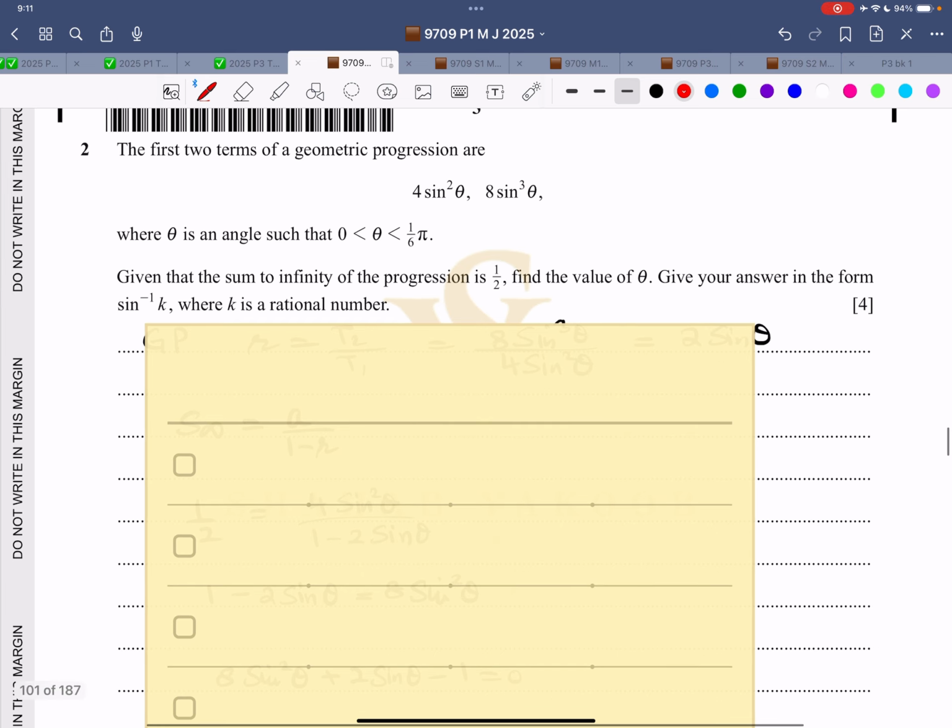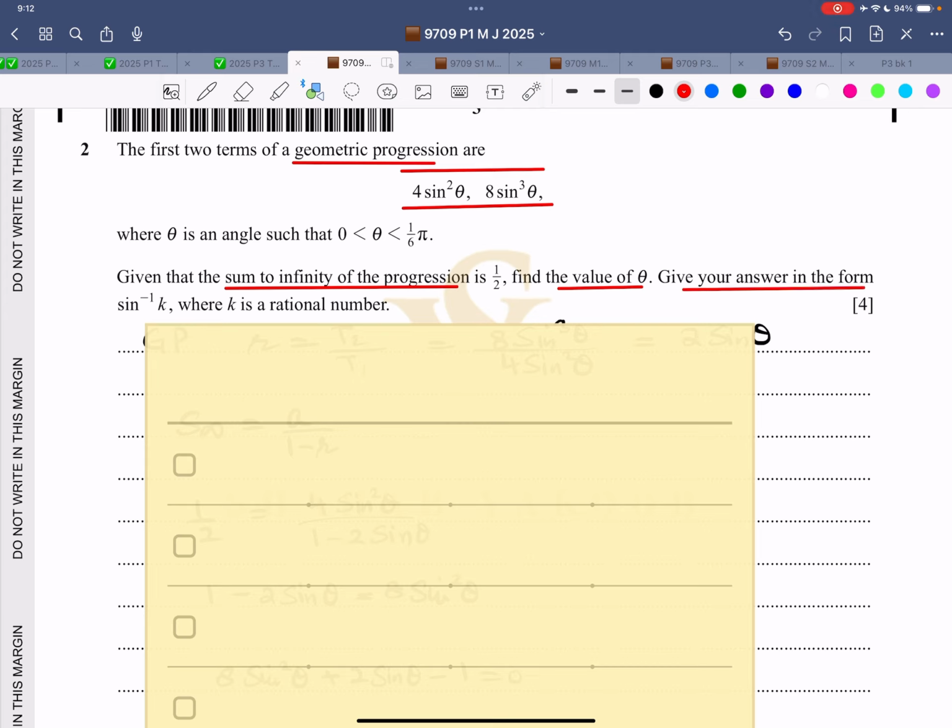Question number 2. Now this is about geometric progression and trigonometry. The terms are in terms of sine. And what else can we do? We will say that the angle is such that theta lies between 0 and pi by 6. So now it says, given that the sum to infinity of the progression, so this is about sum to infinity is half, find the value of theta, give your answer in the form sine inverse k, where k is a rational number.